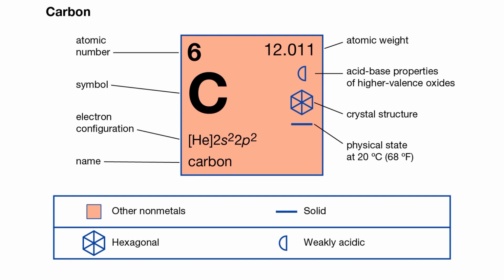And a quick look at the periodic table shows that the atomic number of carbon is 6, which means that every carbon atom contains 6 protons. Note that the atomic weight of carbon, which is the sum of the protons and the neutrons, is 12.011. Now this non-integer number means that the number of neutrons in different carbon atoms can vary.